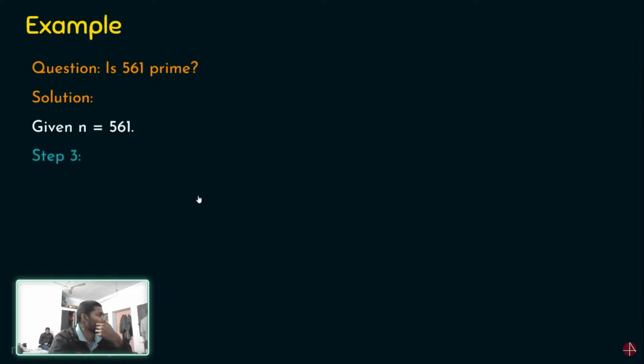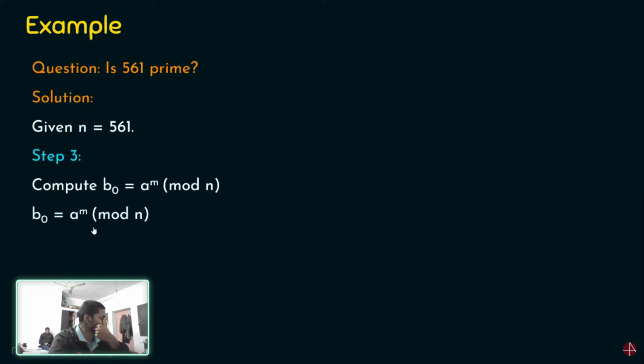Let's move on to step number 3. What are we going to do in step number 3? We are going to compute b naught first. What's the formula for computing b naught? b naught is equal to a power m mod n. What's the value of a? We have chosen in step number 2 a as 2. What's the value of m? We have calculated m to be 35 in step number 1. So we are just placing the values. a is equal to 2, m is equal to 35, and mod n is 561, which is mentioned in the question. Now after evaluating this, we get the result 263.